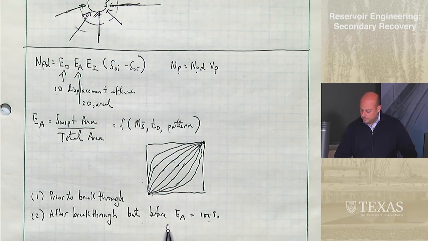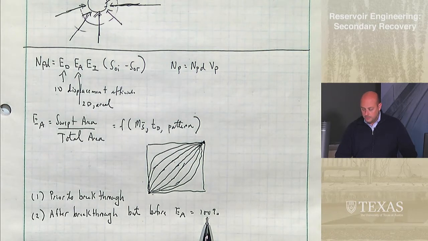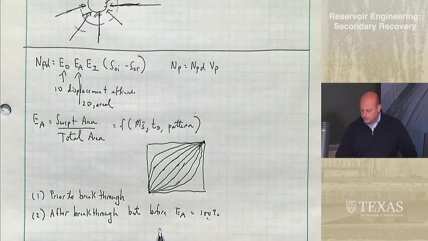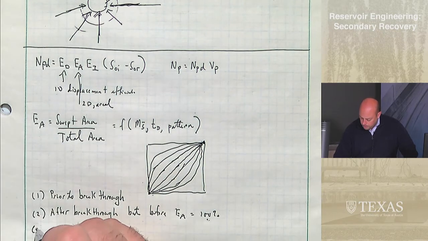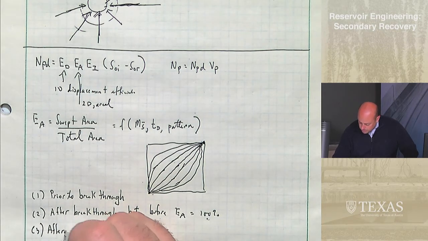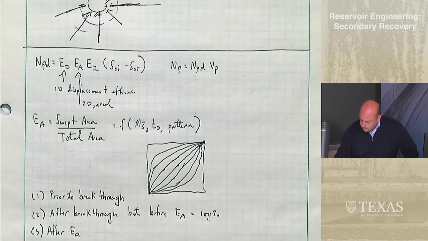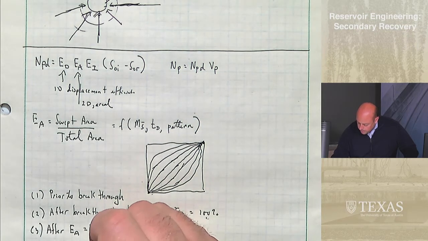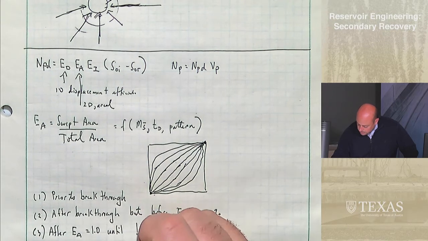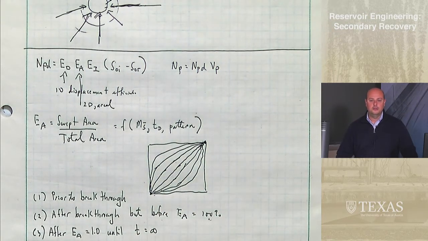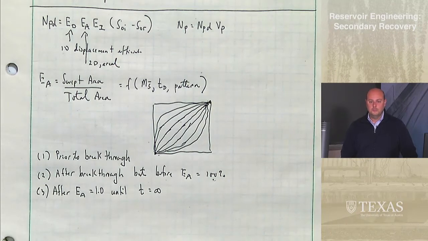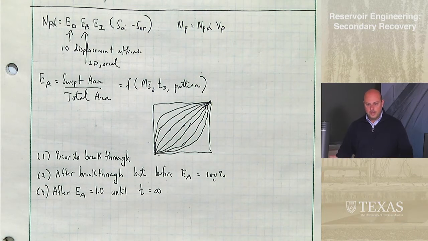So this is after breakthrough, before 100% sweep efficiency, so you're producing oil and water in this period. And then you have a period that's after EA is equal to 1 or 100% until t is equal to infinity, technically, right? Okay, so technically you could produce oil forever, although if you waited long enough, it'd just be drops of oil and mostly water. Of course, we would abandon our project before then.